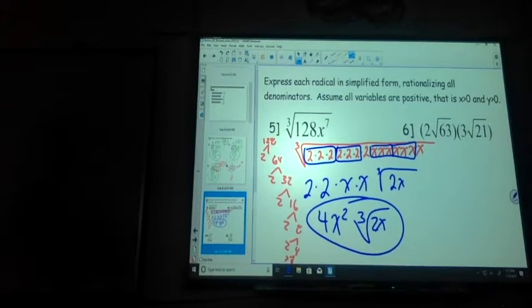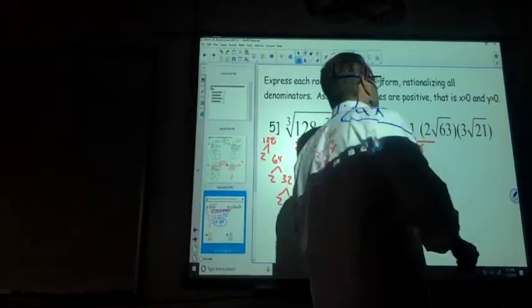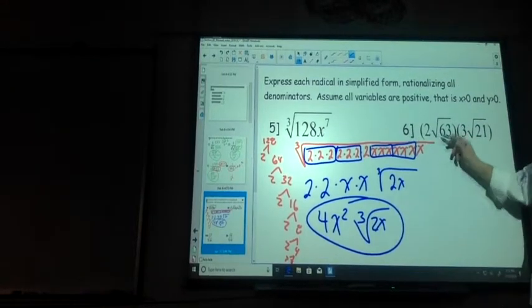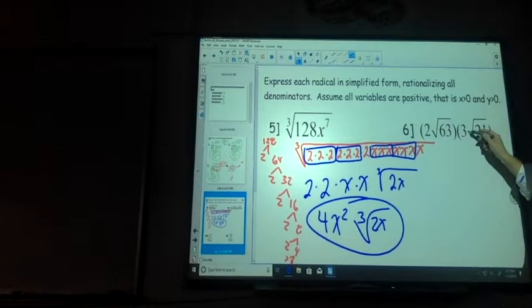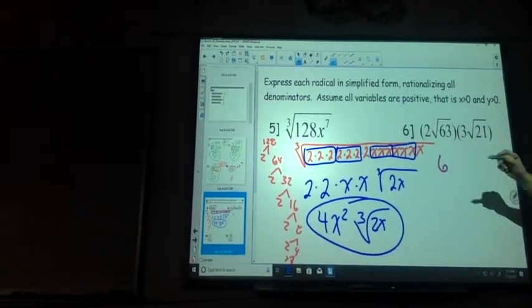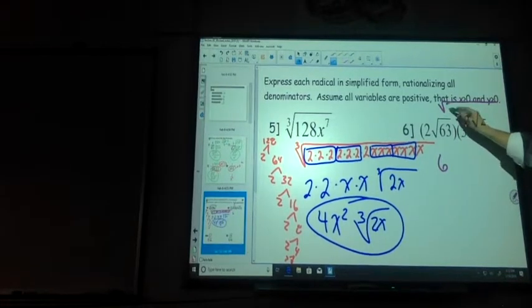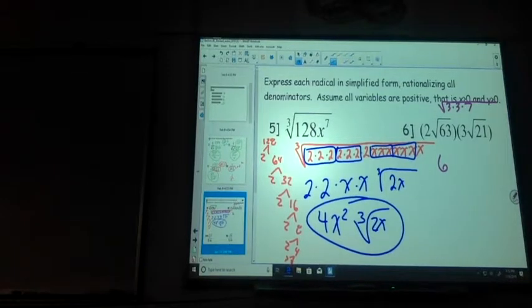All right, so the next one, maybe we can get away from a factor tree for a moment because there's square roots. Something we should recognize on this one, the 2 times 3 is just going to give me 6. Now underneath the radical, 63 is going to be 3 times 3 times 7, because 9 times 7 is 63. And 21 is the same thing as 3 times 7. Do you agree with that?